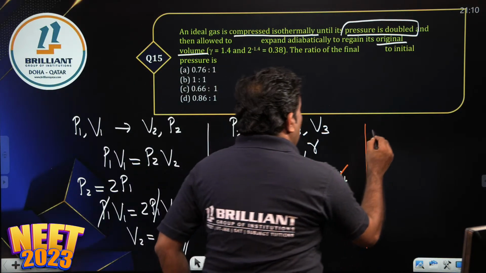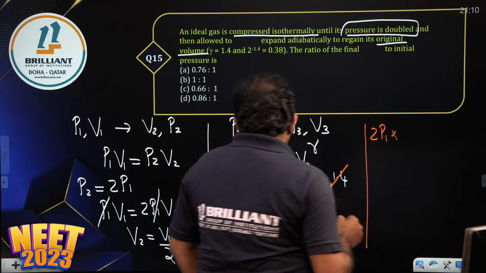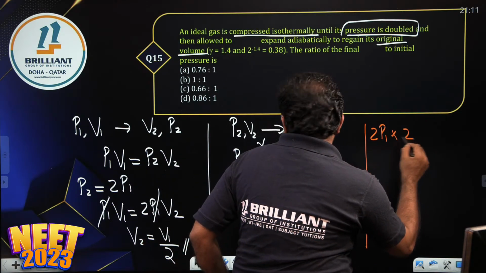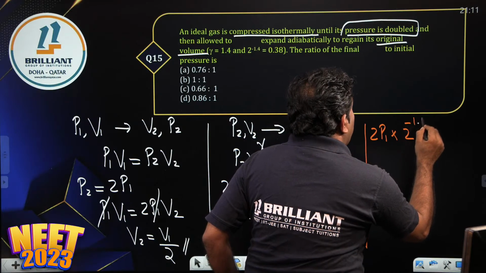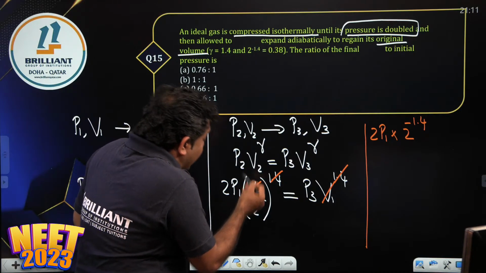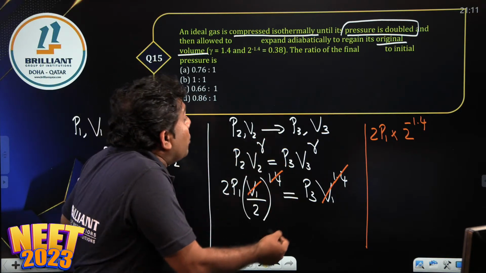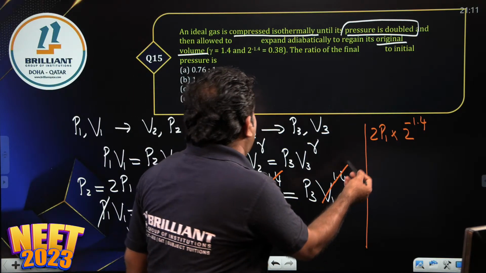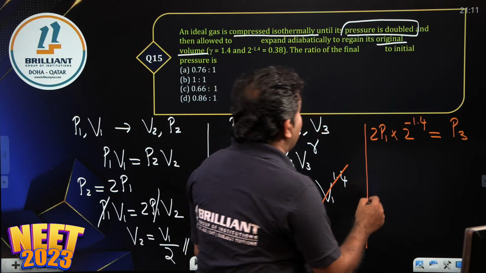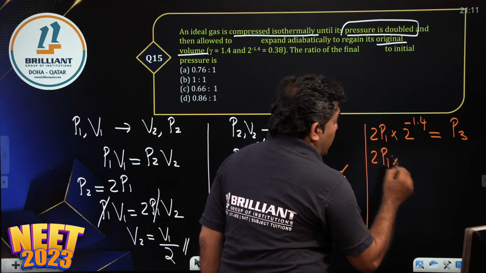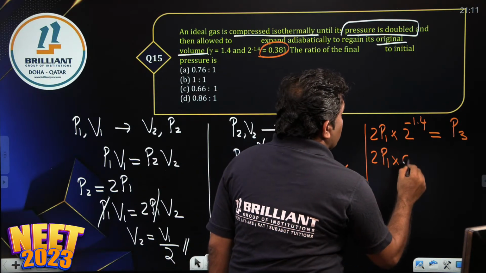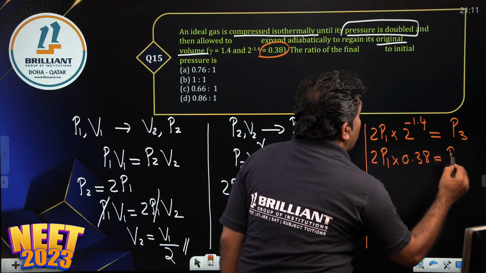Now we have the formula. 2P1 into 1 by 2. So this 1 by 2, I can take as 2 raised to minus 1.4. How is it coming? Because 1.4 over V1 is cancelled, the denominator 2 is there. Take that 2 into the numerator. So 2 raised to minus 1.4 is equal to P3. Now we can rewrite. So that is 2P1 into 2 raised to minus 1.4, the value given is 0.38. So 0.38 is equal to P3.